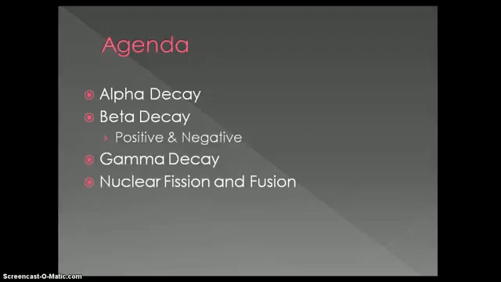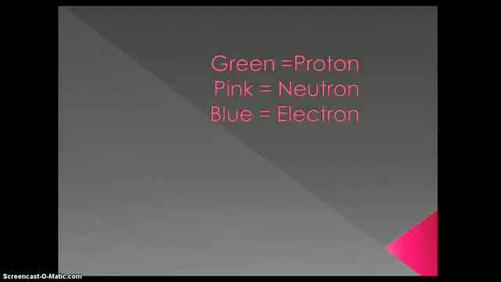Today we'll be discussing some physics. So our agenda for today is to briefly explain alpha decay, then explain positive and negative beta decay, gamma decay, and then nuclear fission and nuclear fusion. For starters, here's our key. Green will represent the proton, pink the neutrons, and blue will represent electrons.